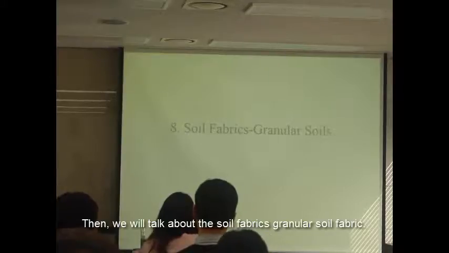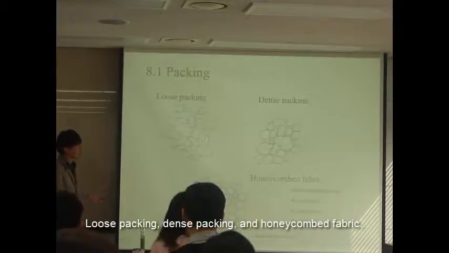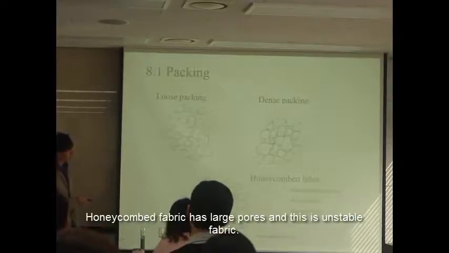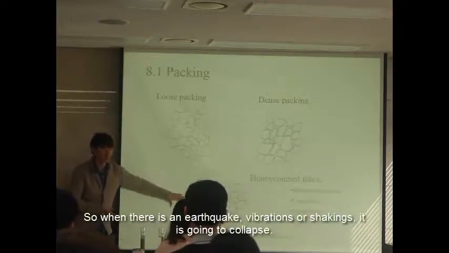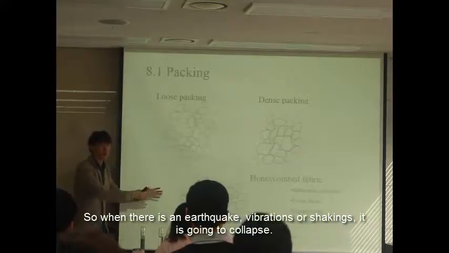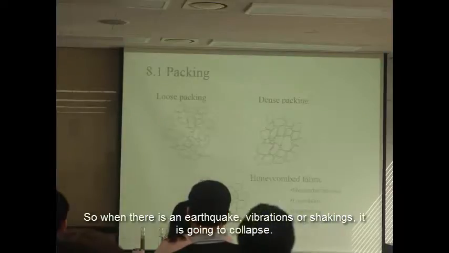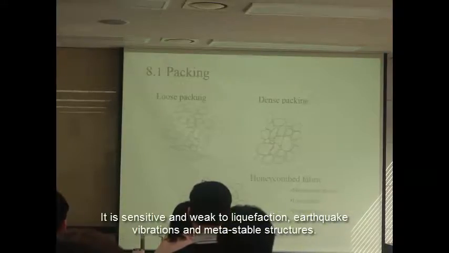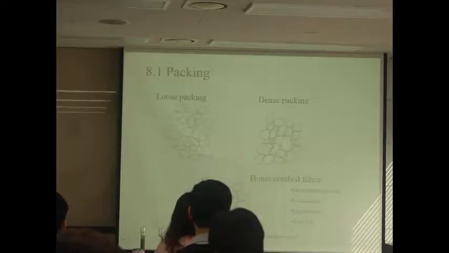Then we can talk about granular soil fabric. Actually, granular soil fabrics are very simple: single-grain stacking, and honeycomb fabric. This honeycomb fabric, as you can see here, has very large pores, and it is a very unstable fabric. When there's an earthquake or other vibration or shaking, it's going to collapse. So it is sensitive and weak to liquefaction, earthquakes, or vibration. That's why it's called a metastable structure, the honeycomb fabric.